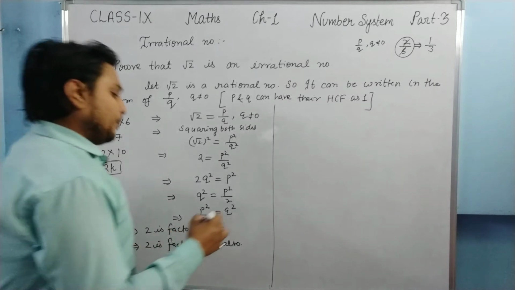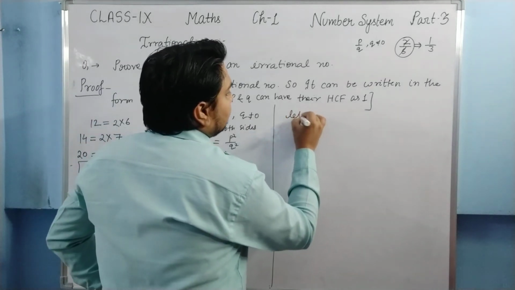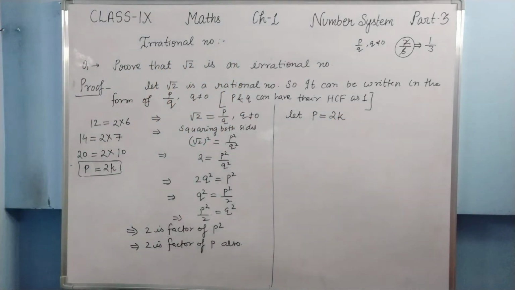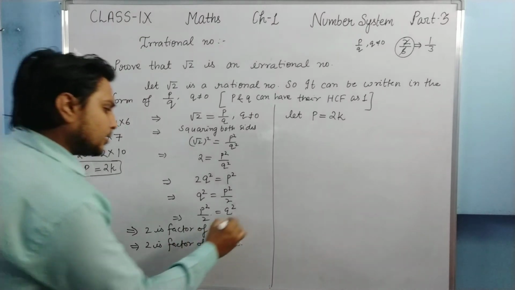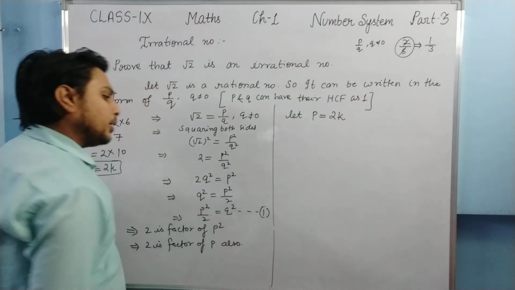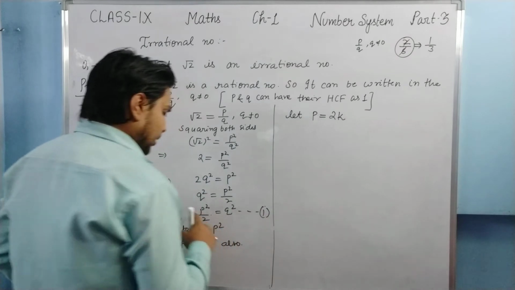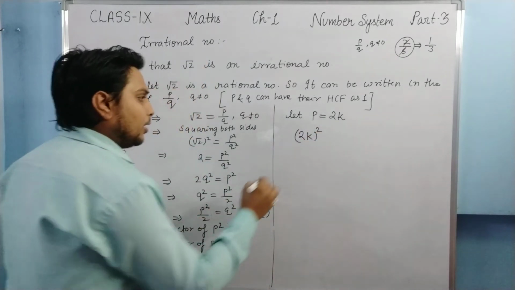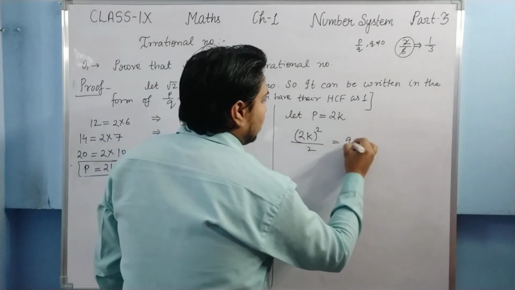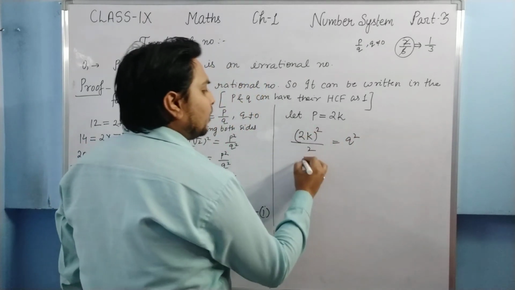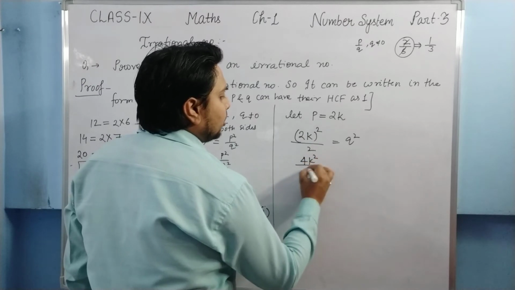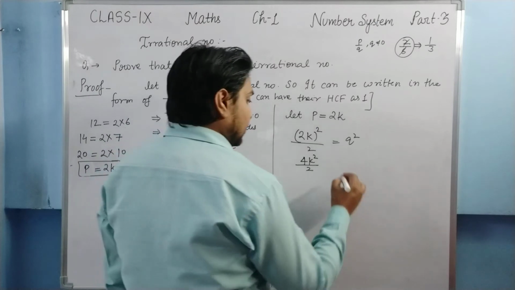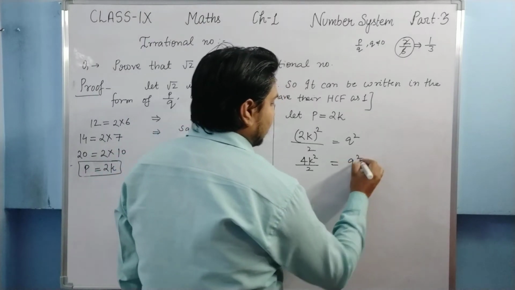Okay, so how will we write that? Let P is equal to 2K, another constant we have taken. So if P is 2K, suppose this is equation number 1. So if P is equal to 2K, we can put 2K at the place of P. (2K) square upon 2 is equal to Q square. So (2K) square will be 4K square upon 2. 4K square upon 2 is equal to Q square, okay.